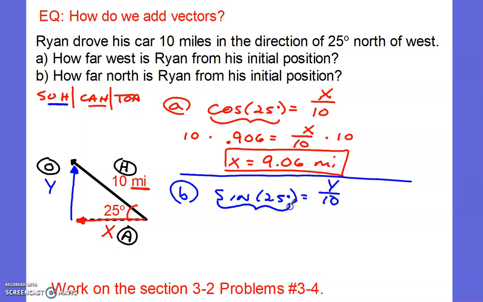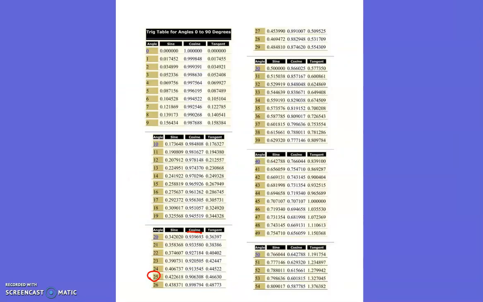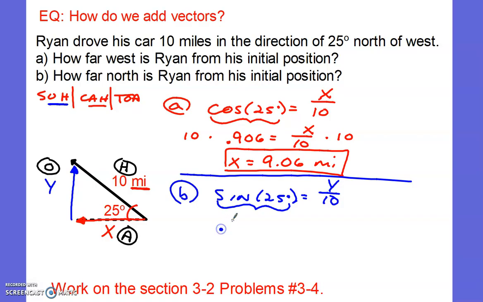Again, this sine of 25 represents a number. You can either type it into your calculator if you have that type of calculator. But if not, we have to again go to our trig table. We have 25 degrees. We want to look at the sine column, and we get 0.423, rounded off. So this represents the number 0.423, which is y over 10.